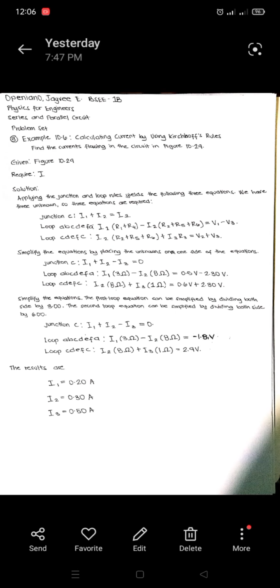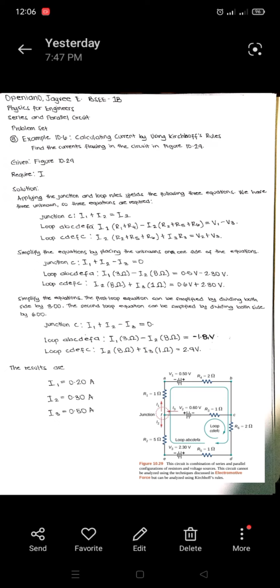Problem set 3. Example 10.6. Calculating current by using Kirchhoff's rules. Find the current flowing in the circuit in figure 10.29. So the given is figure 10.29, and in this problem we're going to find the current.